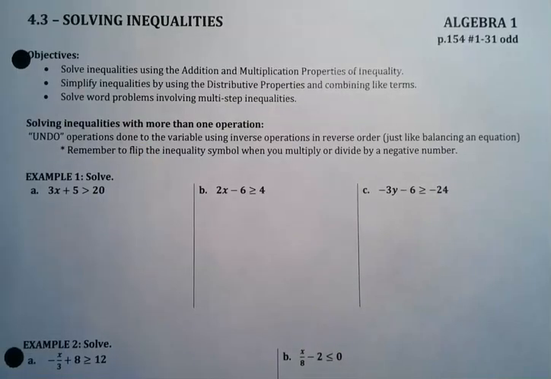All right, so for 4-3, we are solving inequalities today, which we've done a little bit of. I heard somebody say this looks like just what we've been doing. Kind of is. So we're going to be solving inequalities using the addition and multiplication properties of inequality, which we use the addition and multiplication properties of equality when we solved equations. We're going to simplify them using the distributive property and combining like terms. You've already done that with equations. And we're going to solve word problems involving multi-step inequalities.